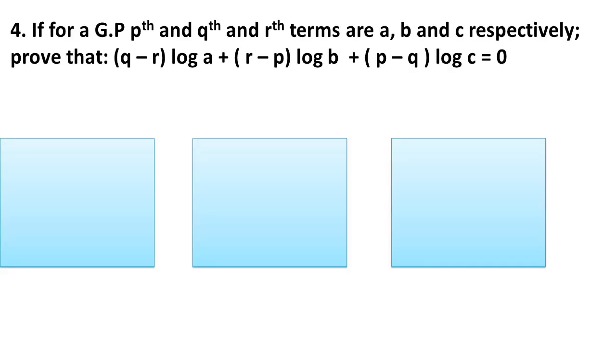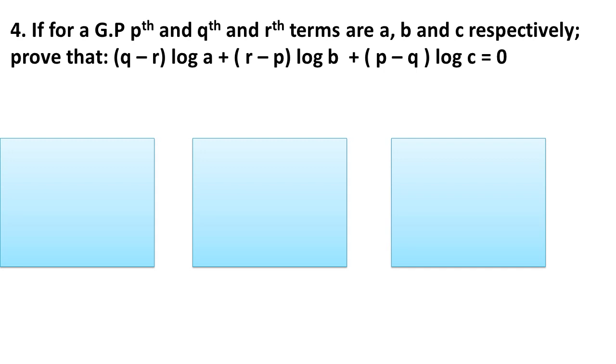Question number 4. If for a GP, P and Q and R terms are A, B and C respectively, prove that Q minus R into log A plus R minus P into log B plus P minus Q into log C is equal to 0. So in the first line, the value of 3 terms are given. That is, Pth term is A, Qth term is B, and Rth term is C.